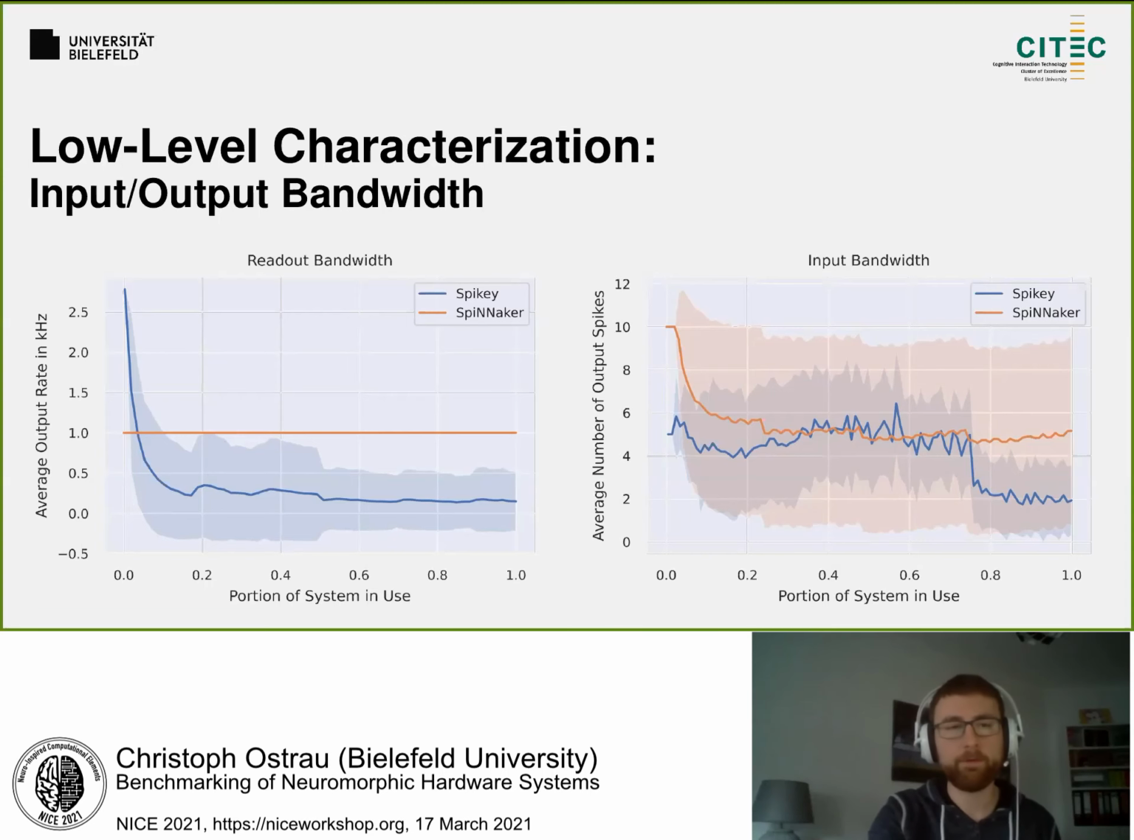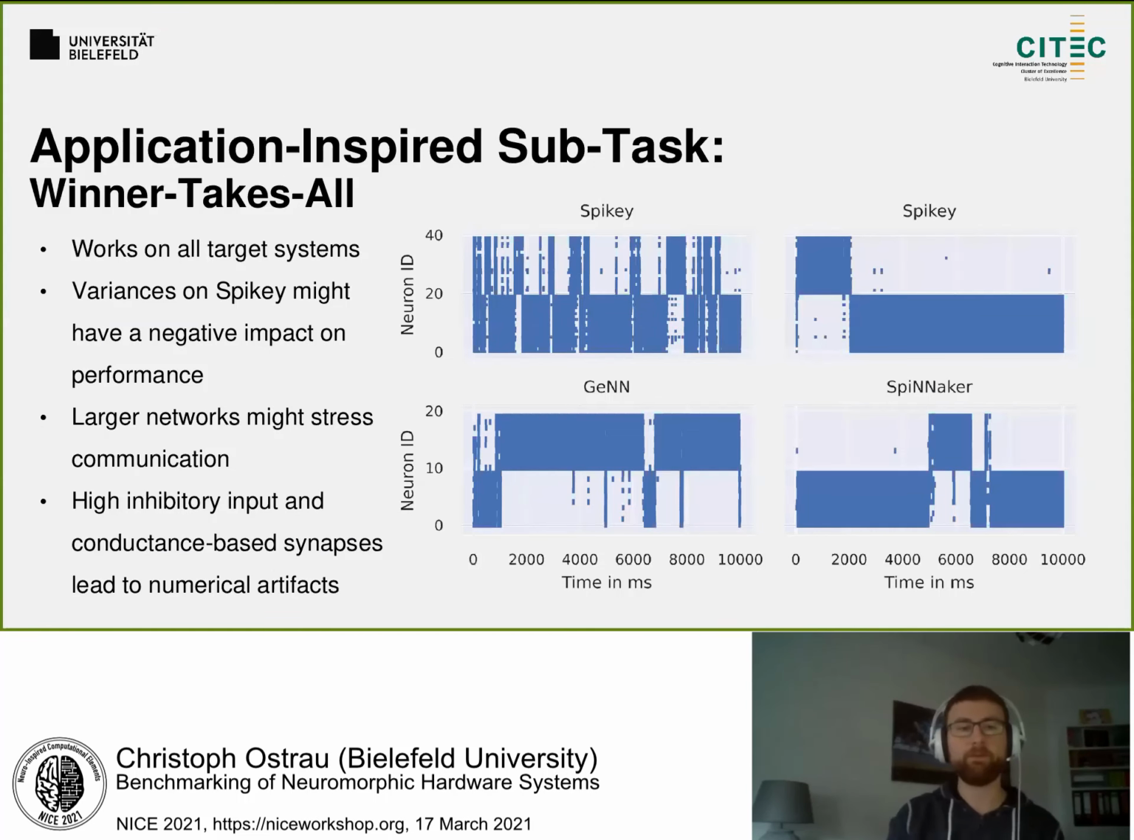To go further, one application-inspired subtask is the winner-takes-all network, which is the basis for a broad range of applications. And here you see some raster plots from the implementation on some target systems. You don't see that very well here, but on analog systems, you have large neuron-to-neuron variation.